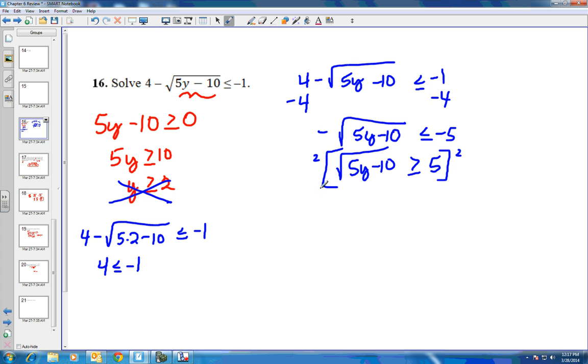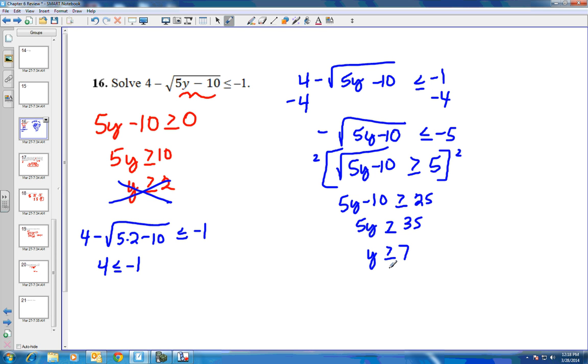So I have 5y minus 10 is greater than or equal to 25. Add 10 to both sides, I get 5y is greater than or equal to 35. Divide by 5, so y is greater than or equal to 7.